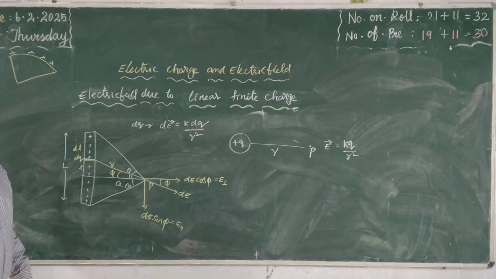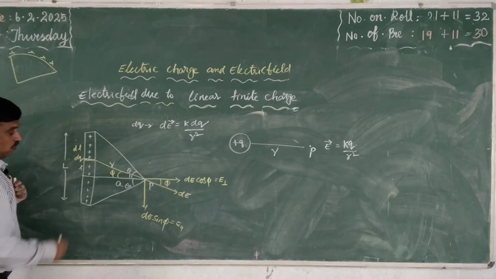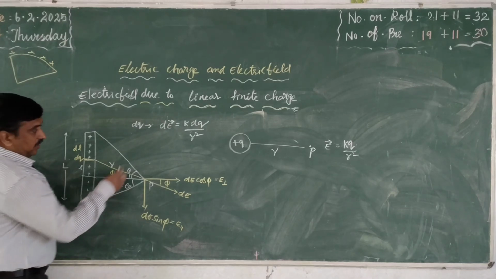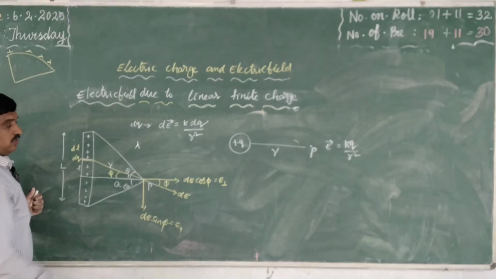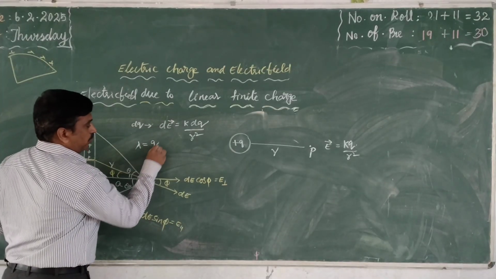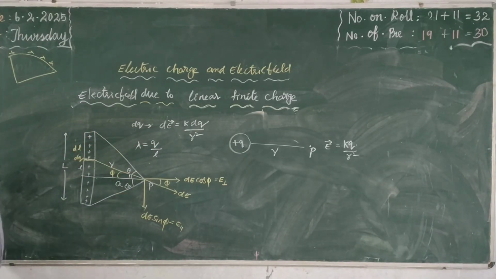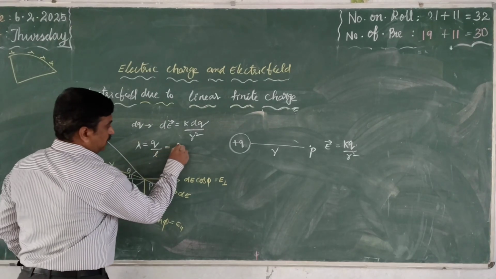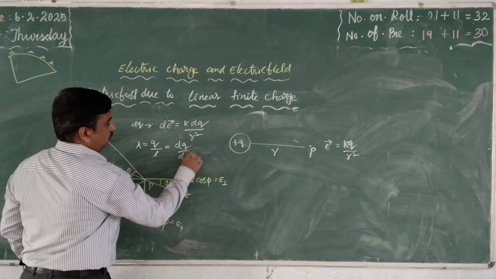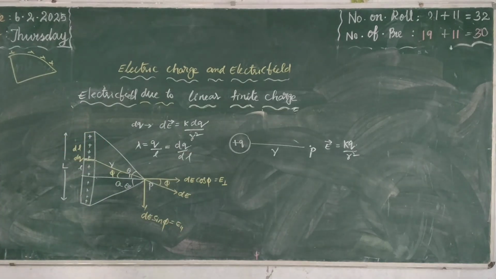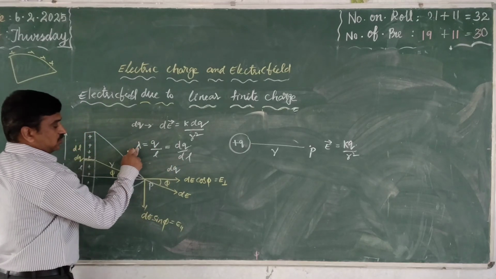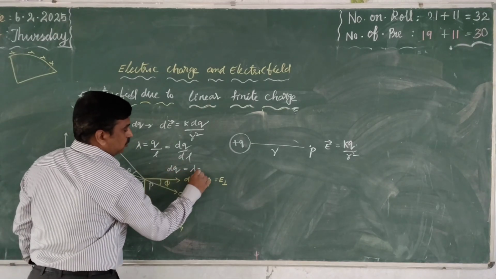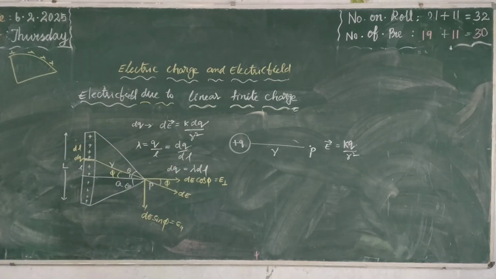So k dq by r square. Before that, we can discuss linear charge density. Linear charge density means lambda equals q by l, charge per length. Charge here is dq, length is dl. So we can write lambda equals dq by dl. So from this, dq equals lambda dl.